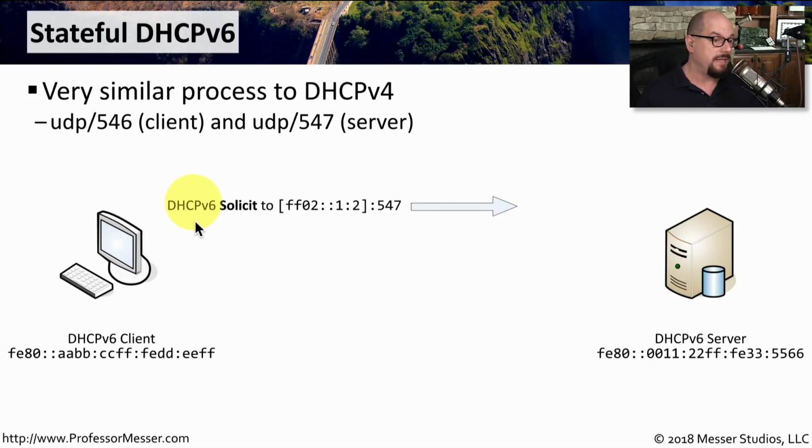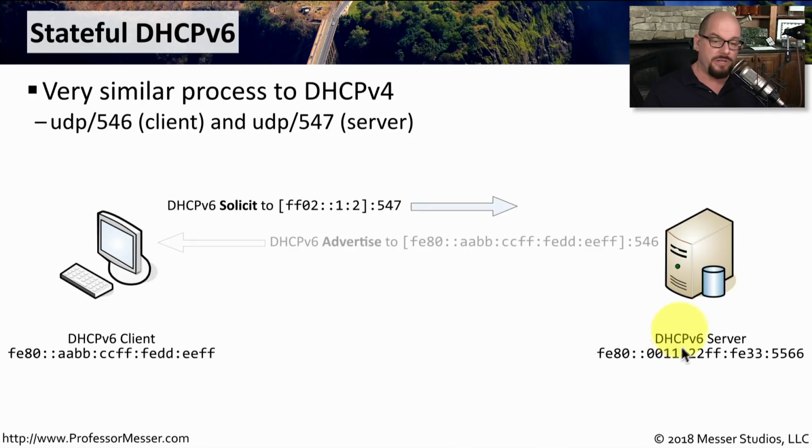The first is a DHCP version 6 solicit message to a multicast address and a particular UDP port, looking for DHCP servers. And on this subnet, we do have a DHCP server that will receive that multicast and respond back with a DHCP version 6 advertise message with an associated IP address.